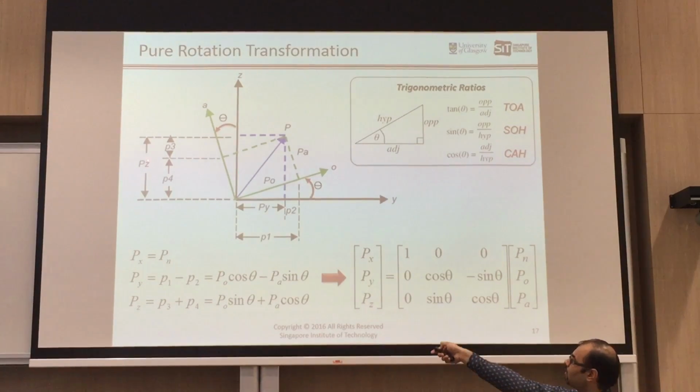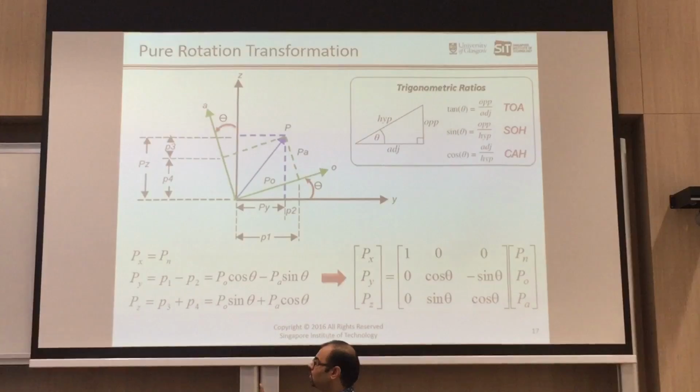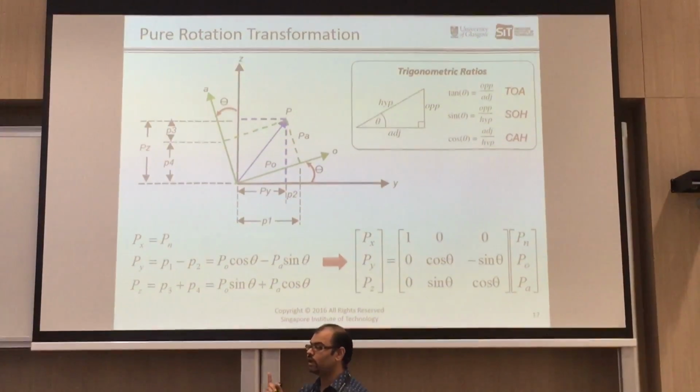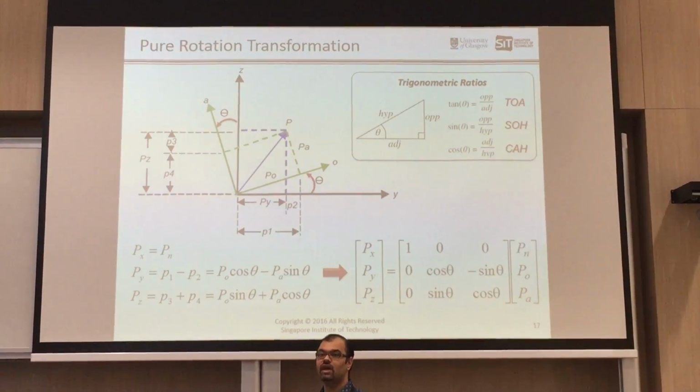Same thing for Pz. Pz is P4 plus P3. But how do I get this P4 and P3? From the known lengths. Right? You have to break it down in terms of your sine and cosine. Right? Okay? So with that I end today. Try to attempt the exercise questions that I have given so far based on what I've done, and then we will go through them.